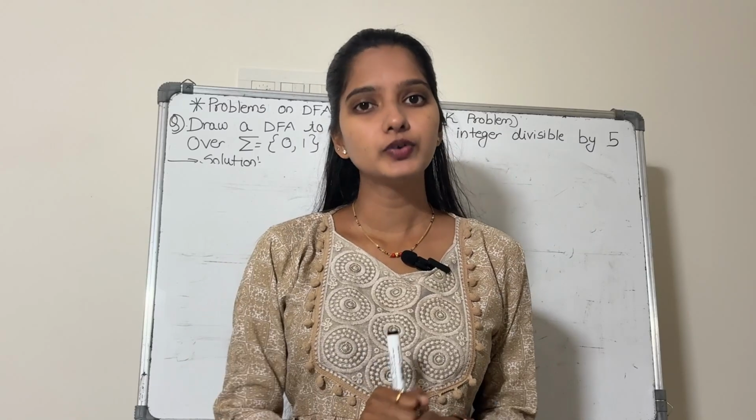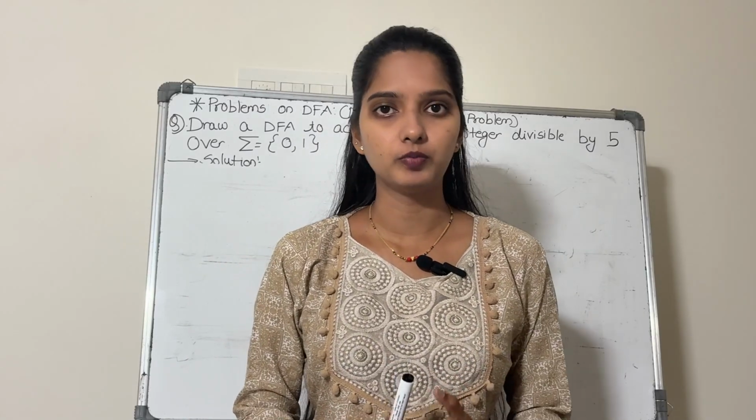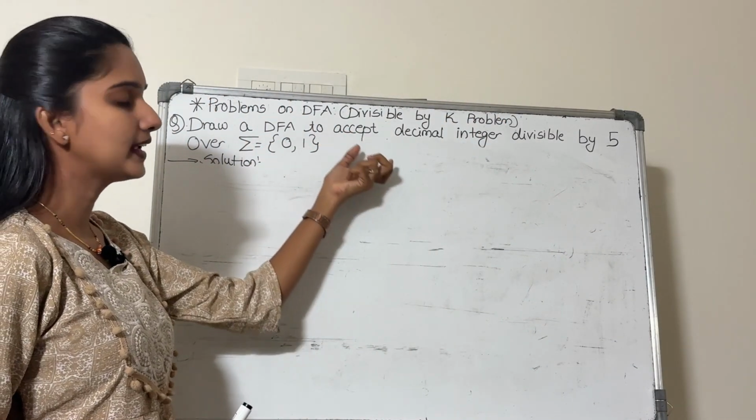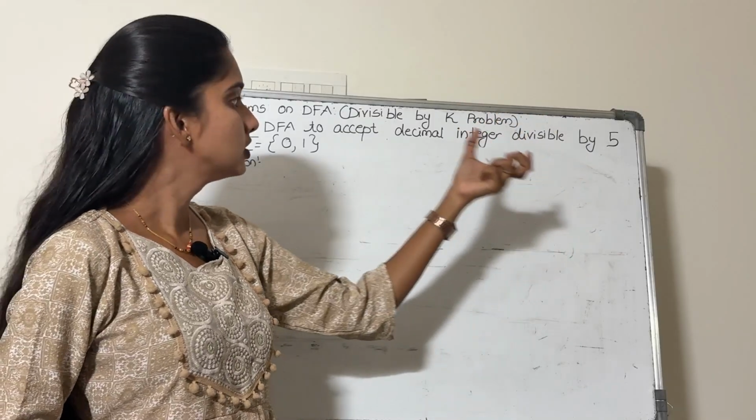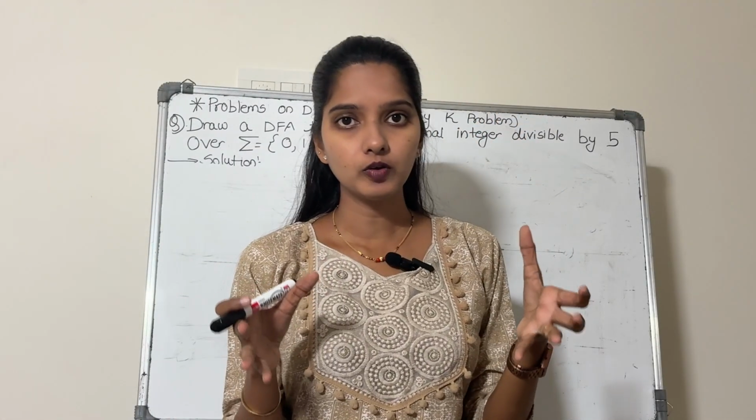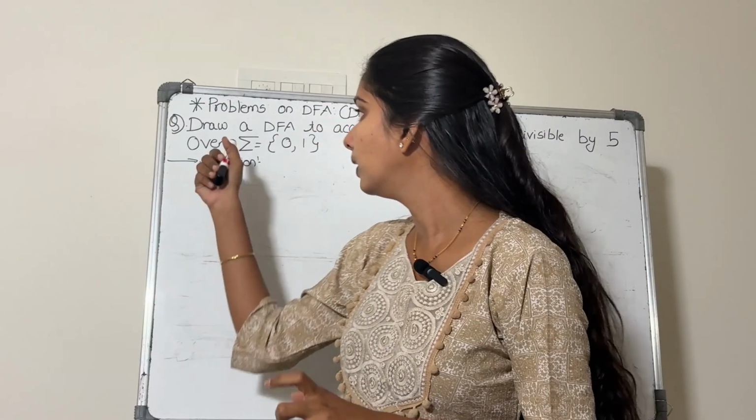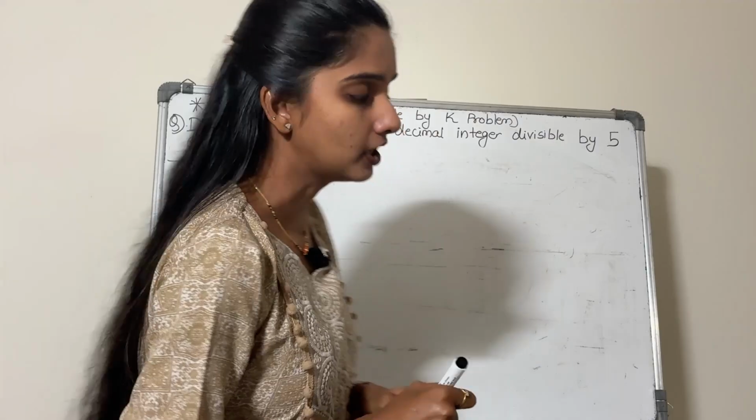Hi guys, so in today's session we're going to solve problems on DFA, the divisible by k problem. So what is the question asked over here? Draw a DFA to accept a decimal integer divisible by 5. So we need to draw a DFA which accepts a decimal integer divisible by 5 over the alphabet, over the input symbols 0 and 1. So let us start.